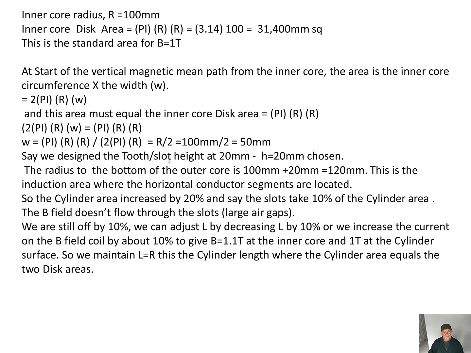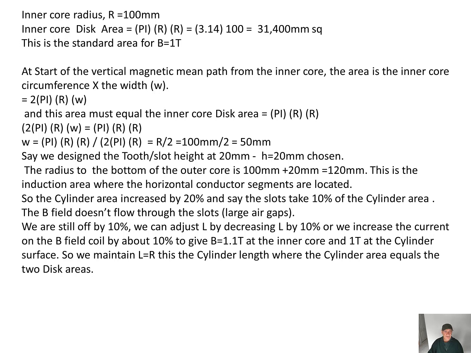So we designed the tooth to slot height at 20 millimeters, minus H. So we use 20 millimeters chosen. The radius of the bottom of the outer core is 100 millimeters plus 20 millimeters, so it's 120 millimeters. This is the induction area where the horizontal conductor segments are located.